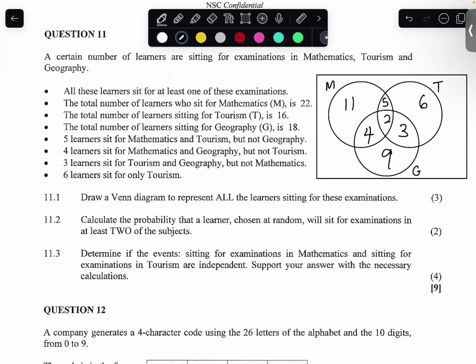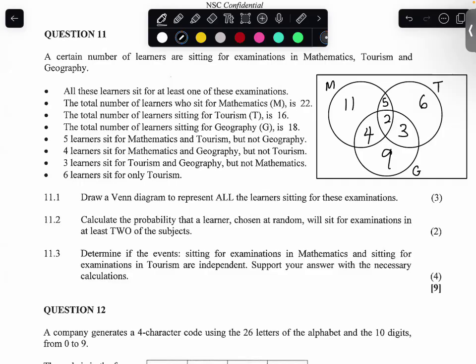The next question says, calculate the probability that a learner chosen at random will sit for examinations in at least 2 of the subjects. Again, I said when the word at least or at most comes out, you need to think of it in terms of suites. If I say, give me at least 2 suites, I'm asking you for 2 or more. At least 2. I'm asking you for 2 or more. But if I say, give me at most 2, that means I don't want any more than 2.